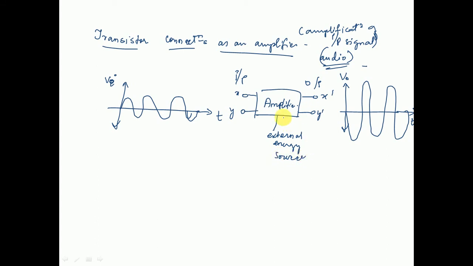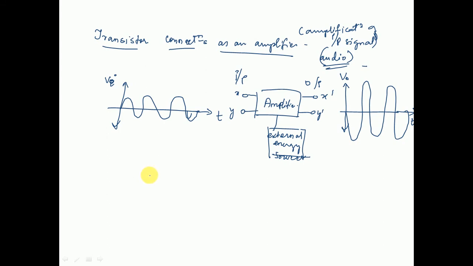Otherwise, what will provide the required amount of energy to amplify these signals? It requires some amount of energy to amplify the signals, that means to increase its amplitude. So the increase in the amplitude of the signals is because of the energy which is being externally supplied to the amplifier.